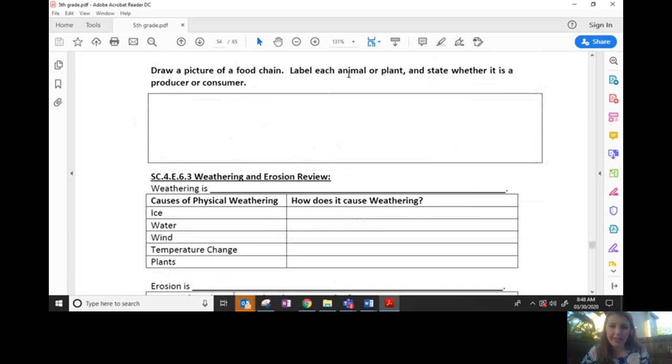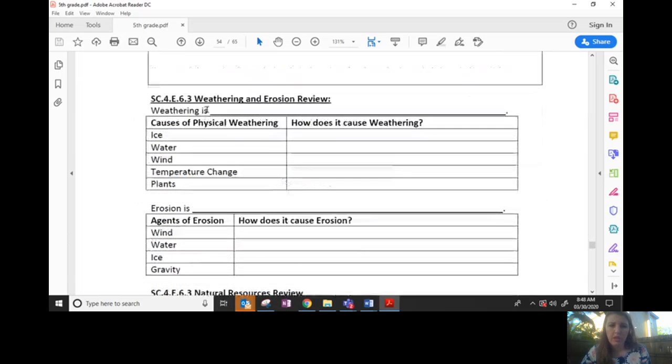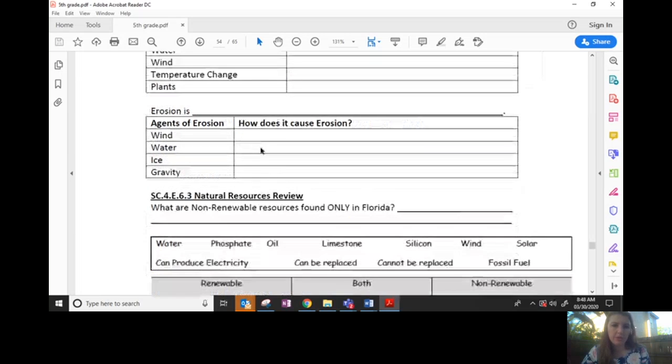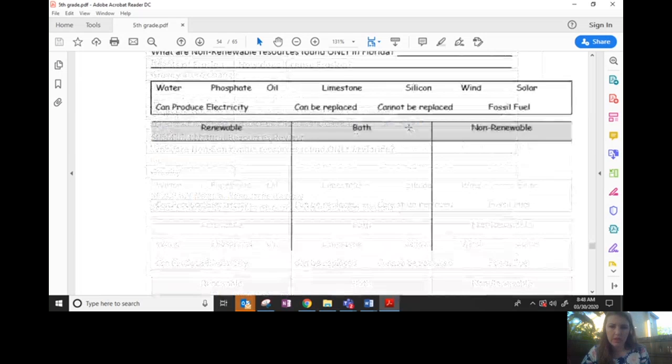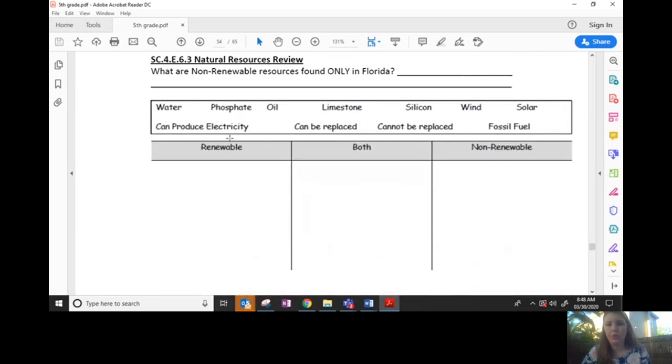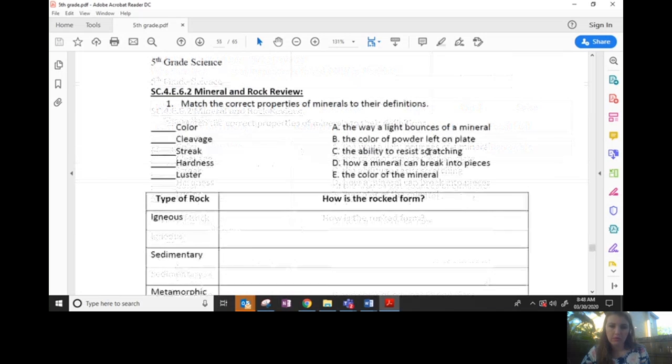Draw a picture of a food chain and label them, whether they're producer or consumers. Explain what weathering is, and then how each of these different causes weathering. Same thing with erosion. And then complete this renewable and non-renewable resource sort, where you sort each of these words into the columns.